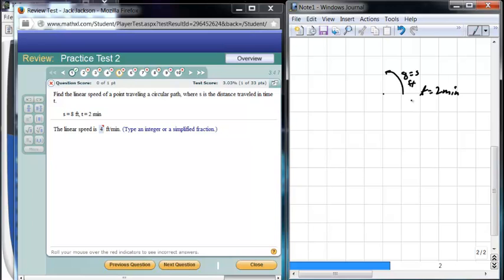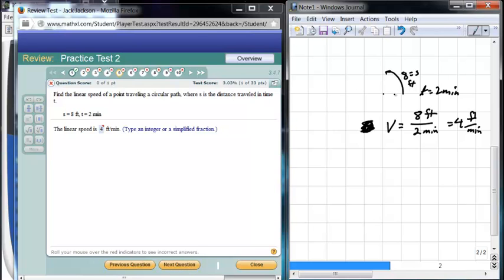So the linear speed is just distance divided by time. Usually it's called v for velocity. So the velocity is 8 feet for every 2 minutes. We reduce the fraction, so that's 4 feet per minute.